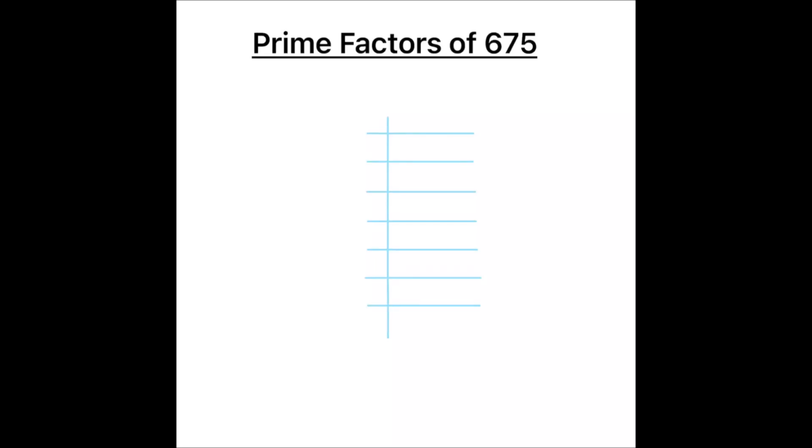Hello students, in this video we are going to learn how to find the prime factors of number 675. For finding the prime factors, we are going to write the number like so and we'll divide it by prime numbers. First few prime numbers are 2, 3, 5, 7 and so on.